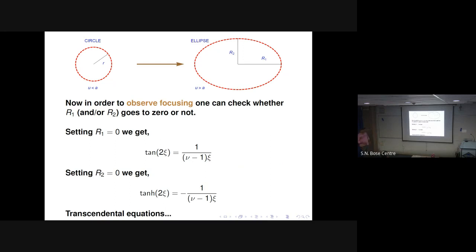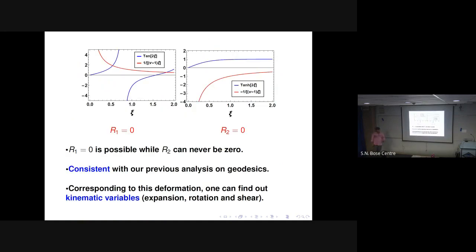Now we talked about focusing earlier. So what happens in case of focusing? In case of focusing, either R1 or R2 will go to 0. If you set R1 and R2 to 0, you get two transcendental equations. Now they can't be solved analytically, as you know. They need to be solved graphically. So here you see two graphical solutions, and you find that R1 equal to 0 has a solution. R2 equal to 0 doesn't.